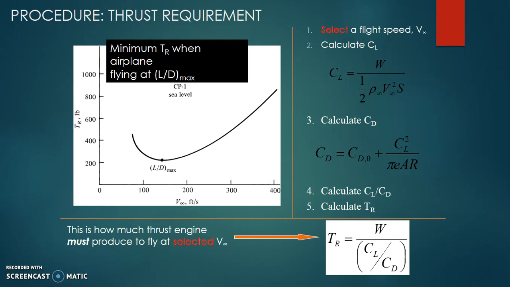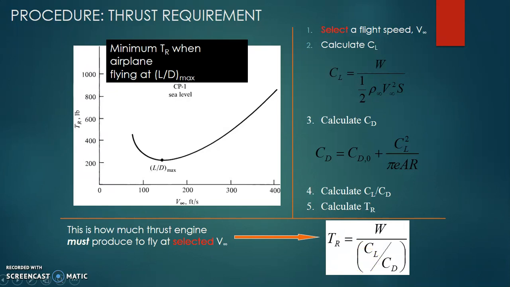So select a flight speed V infinity. What is CL? It is the coefficient of lift, which is weight upon half rho V square S. S is the wetted surface area. It is not just the area of a wing. We know this from our aerodynamics. You again calculate CD, which is the parabolic drag equation. You calculate CL by CD and hence the thrust required. If you optimize, the thrust required at any velocity is W upon CL by CD.